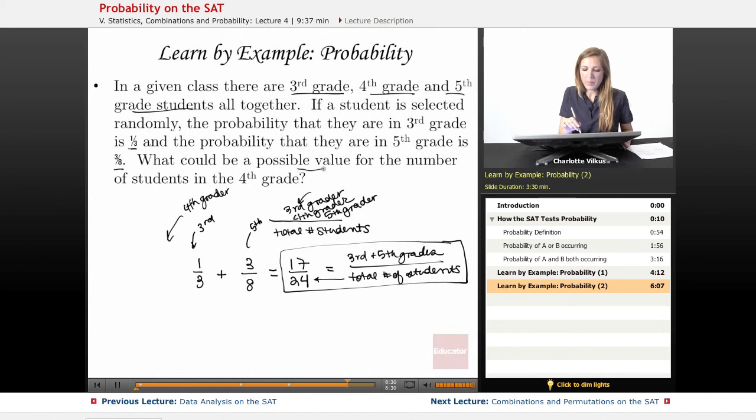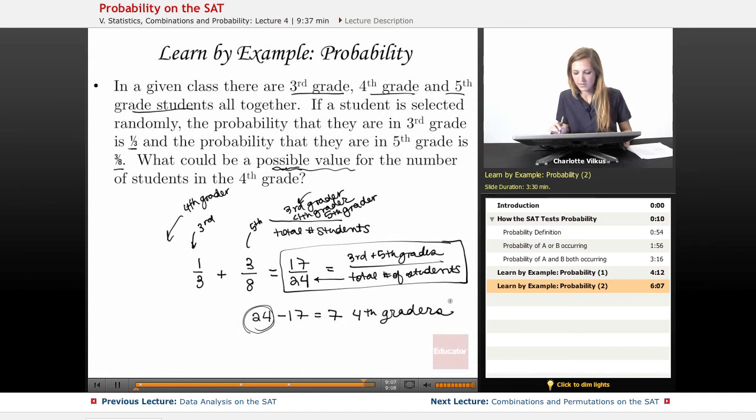And this, a possible value, could be a multiple choice test question, or it could be one of your fill in the blanks questions, and either one would be fine. So if my total number of students is 24, and 17 of them are in 3rd and 5th grade, then I can figure out the number of 4th grade students, because 3rd, 4th, and 5th grade make up the whole class, or the 24. So if I take 17 away from 24, I get 7, and that's how many 4th graders I would have in a class of 24.